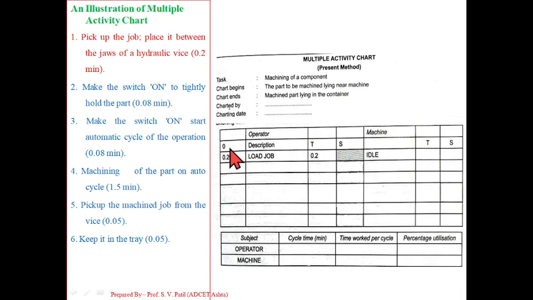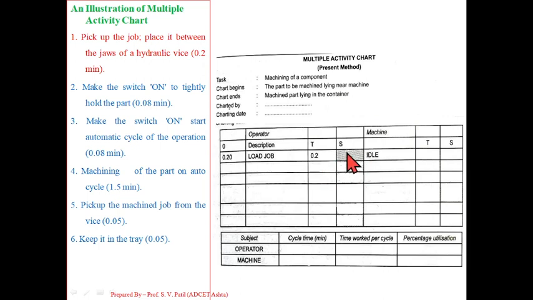So here the time is 0. In the description we are supposed to mention "load the job," that is picking the job and loading it on the machine. That's why "load the job." This element will consume 0.2 minute, so that 0.2 we have mentioned over here in the time.